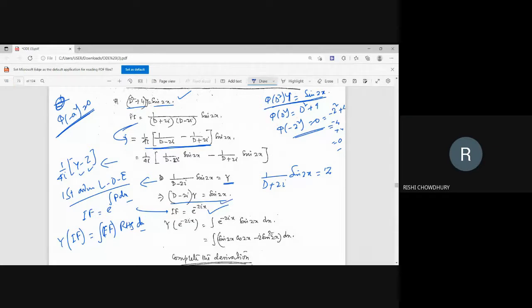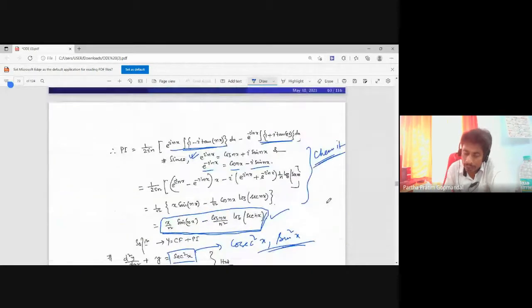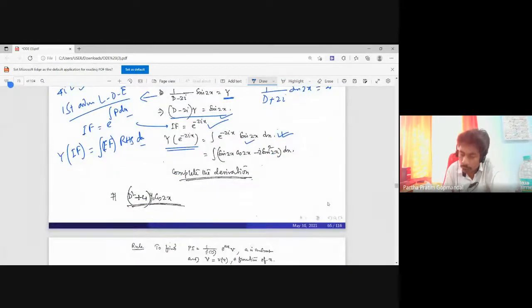The right hand side function is sine 2x. So y can be easily evaluated here. You can easily integrate it, because e to the power i2x or minus i2x you can expand using the complex form, that is cos 2x plus i sine 2x or cos 2x minus i sine 2x accordingly. So you can solve it. I have not completed the derivation, so please complete the derivation.